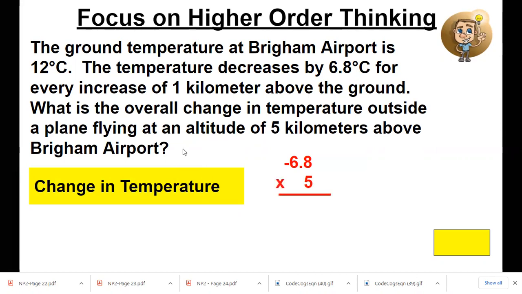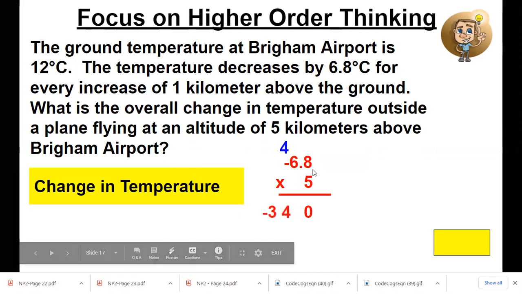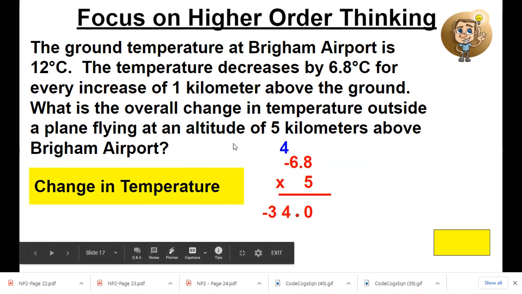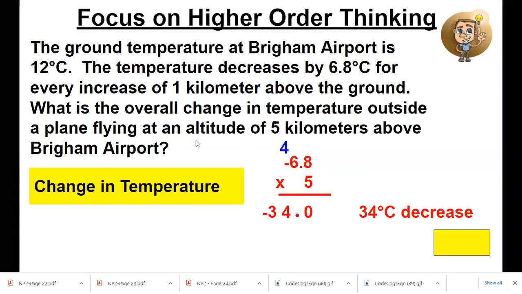Multiply the 5 times 8, that'll give you 40, carry the 4. 5 times 6 is 30, plus 4 more is 34. I have one number after the decimal, so I have to put my decimal in there. So the answer is going to be negative because I have a negative sign and a positive number, so negative 34. So the temperature decreases 34 degrees after the plane has gone up 5 kilometers.